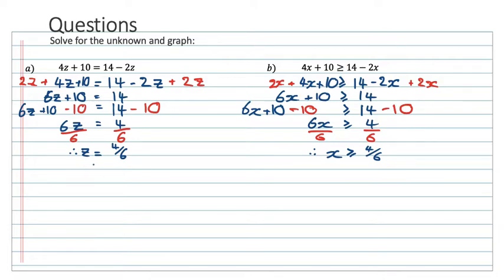On the left here, z is equal to 4 over 6, whereas on the right, x is greater than or equal to 4 over 6. Let me try and graph this. I've got my ruler. We'll see if we can make this nice and neat. Draw a line here. It's not too bad, considering.